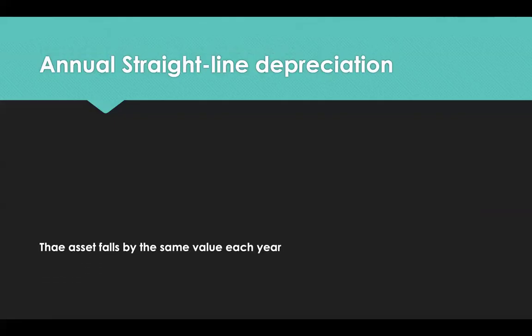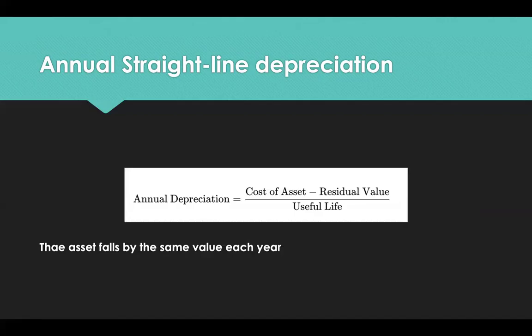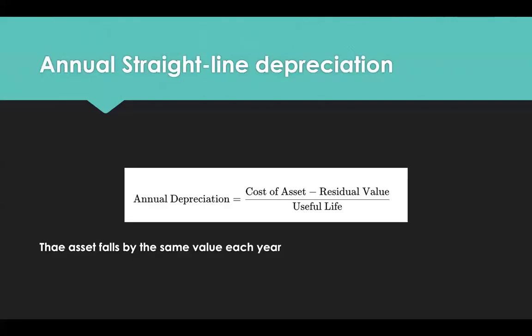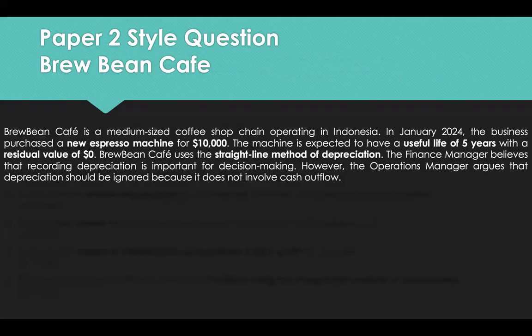Next, we have the straight line method of depreciation. It reduces the asset value by the same amount each year. It is calculated by subtracting residual value from original cost and dividing by useful life. This method is simple, predictable, and commonly used in exams. It is suitable when an asset is expected to be used evenly over time, such as office equipment or cafe machines.